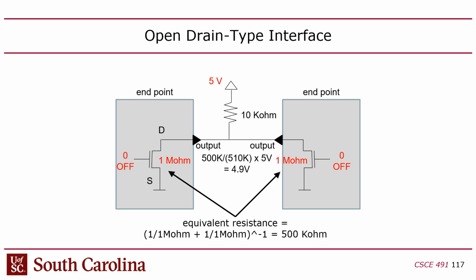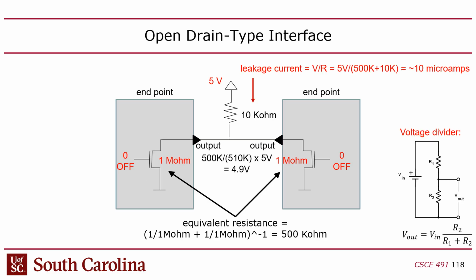So in this case, the voltage divider when neither one of these guys is pulling down is 500 kilohms divided by 510 kilohms, right? And I would multiply that by 5 volts, so I get 4.9 volts. I get a 100 millivolt drop if no one's sending anything, but that's still considered a logic 1, right? So not a big deal.